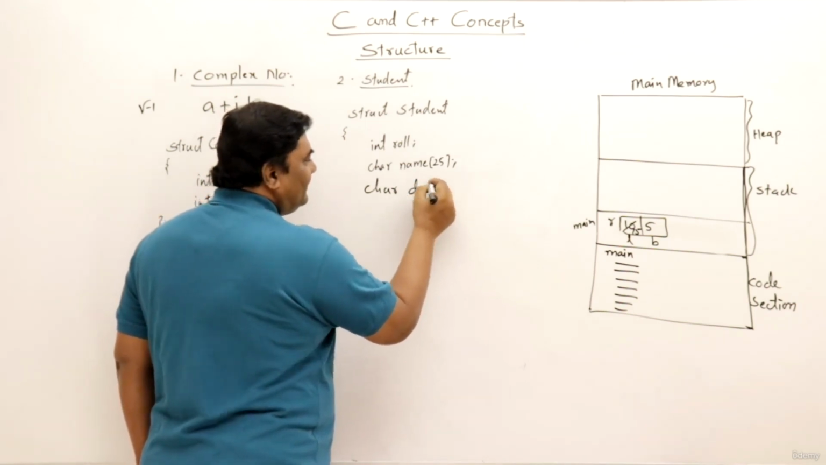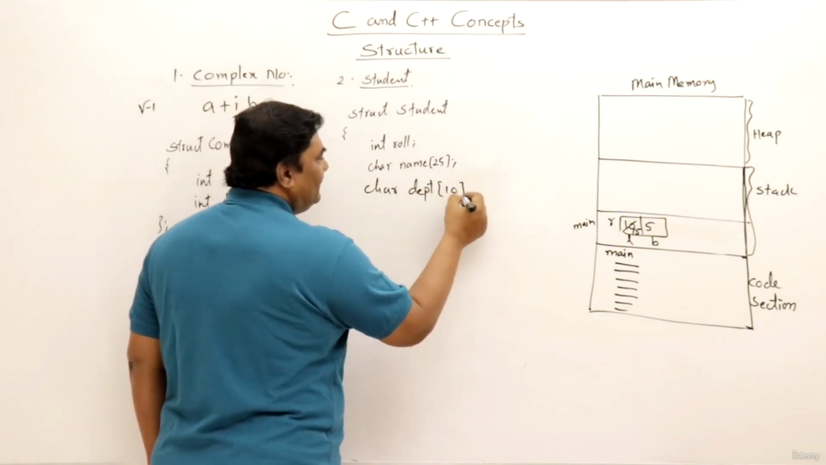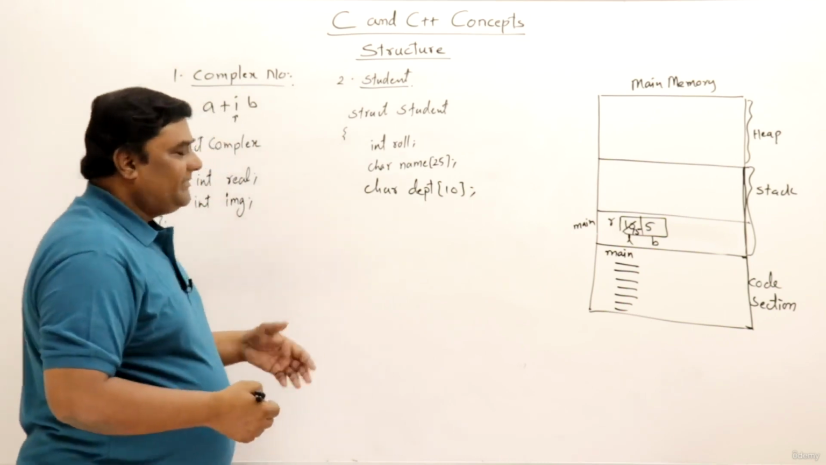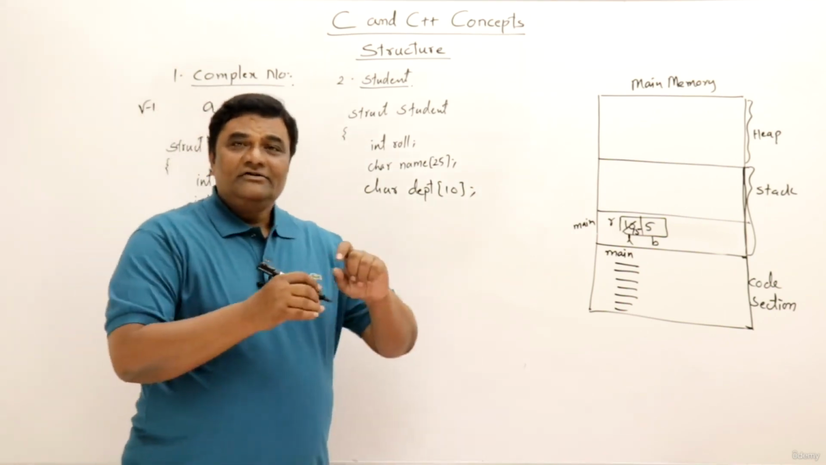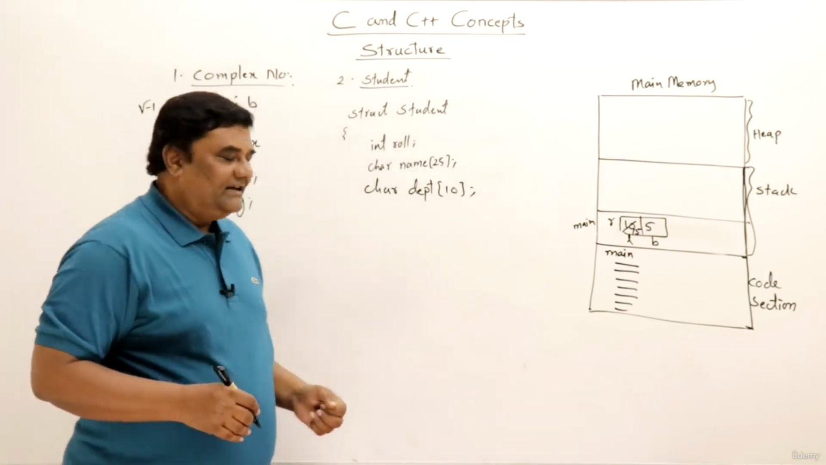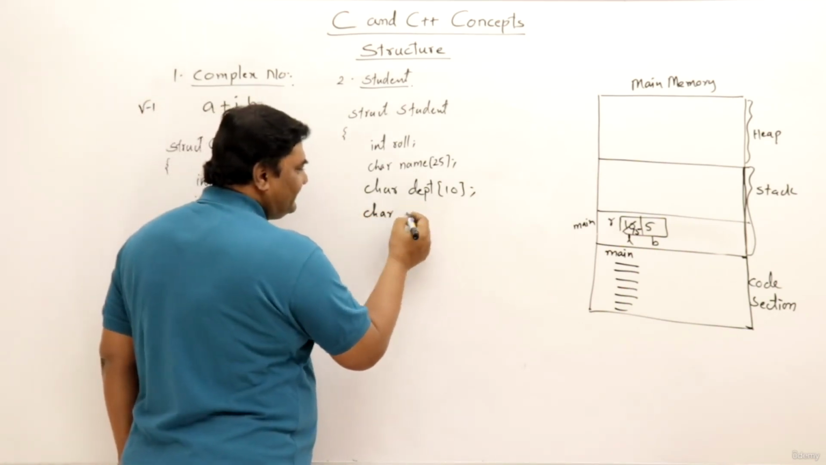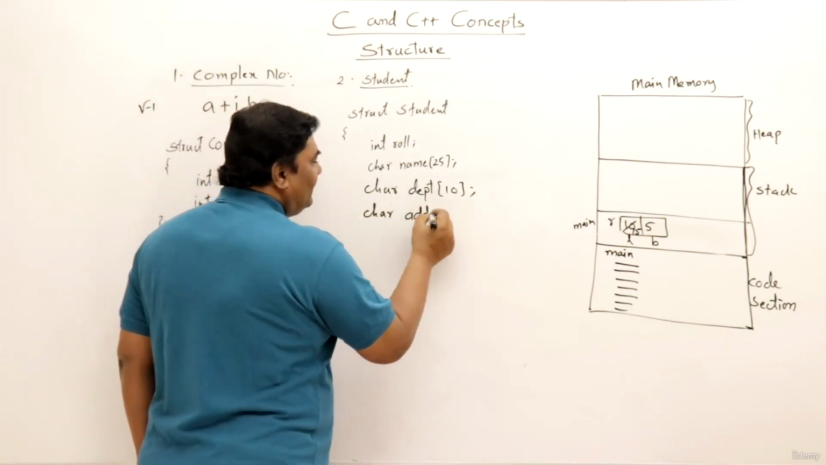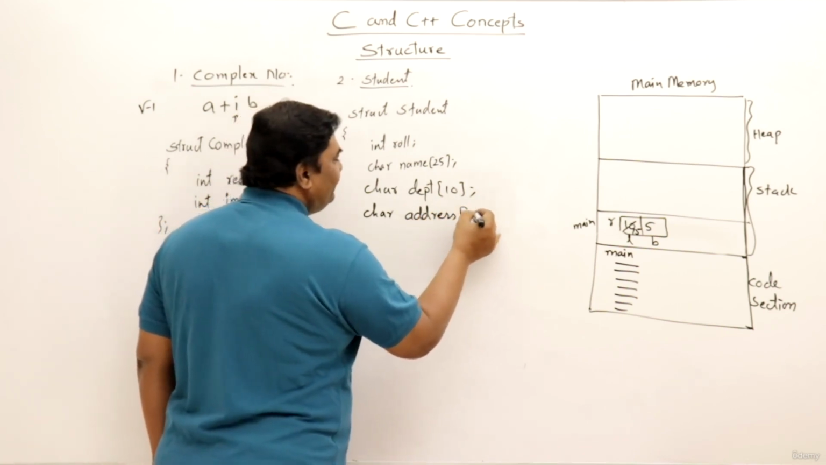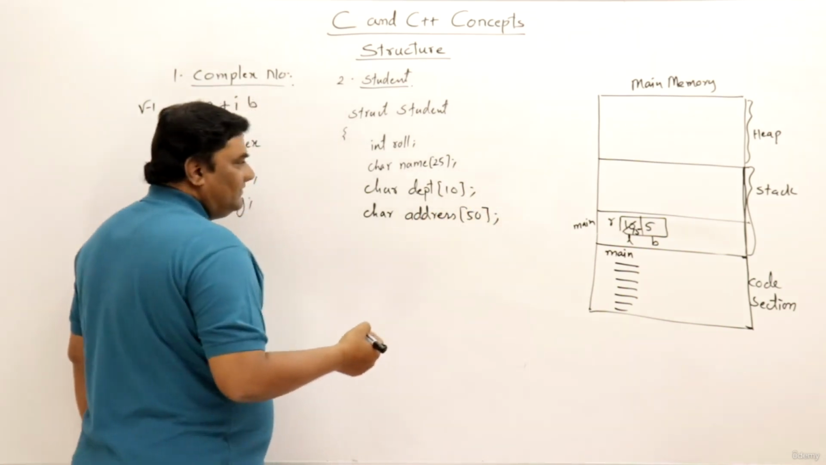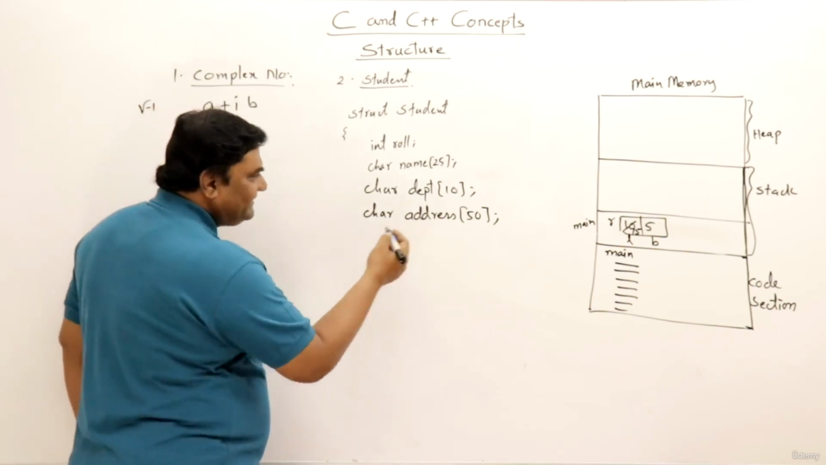Let us give the name of size 10, like computer science or mechanical engineering or anything. You can give a short form of a department name. Next, I want to store the address of a student. So address, I can take it as of some size, let us say 50 bytes, right? So I think it is sufficient.